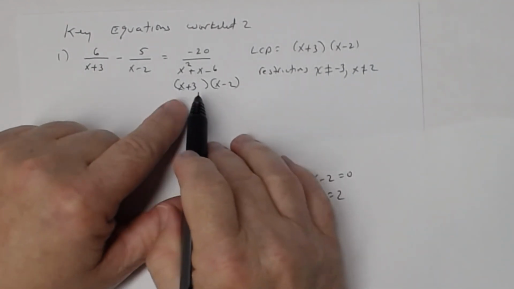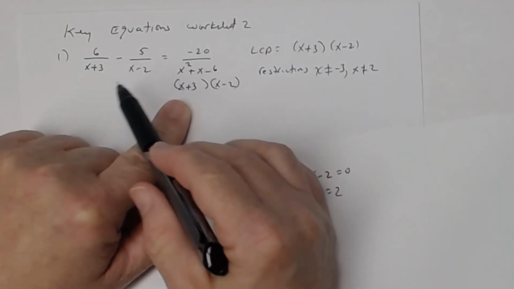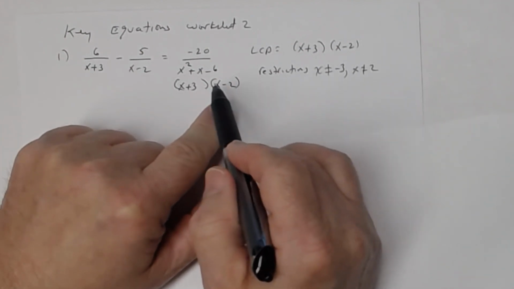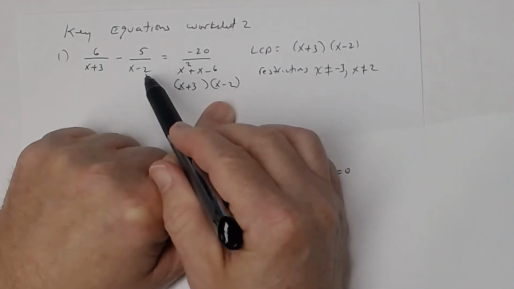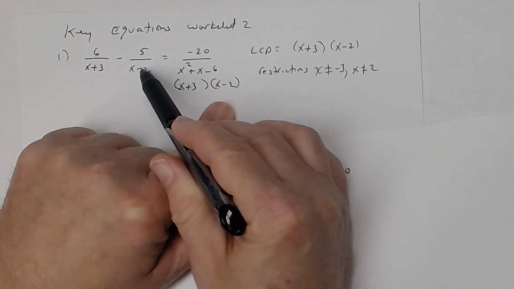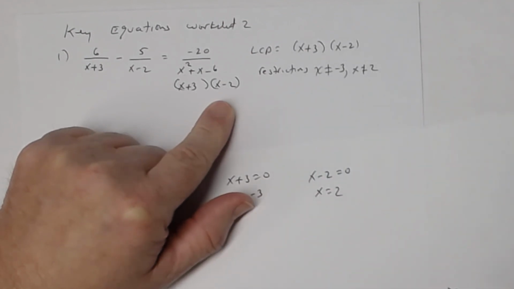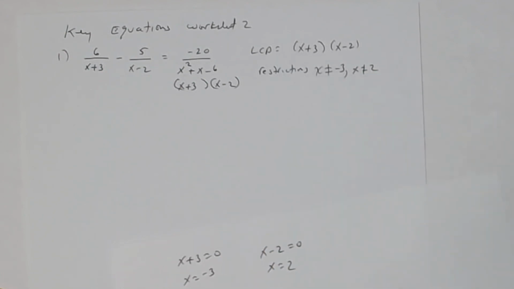Then we go to the next factor, x plus 3, but I already have it. The restriction is the same as this one, negative 3. We go to the next factor, x minus 2. Well, that's the same as this. What makes this 0 will also make this 0, so I already have it. So there are only two restrictions. All right, so you had to find the LCD and you had to tell me the restrictions.